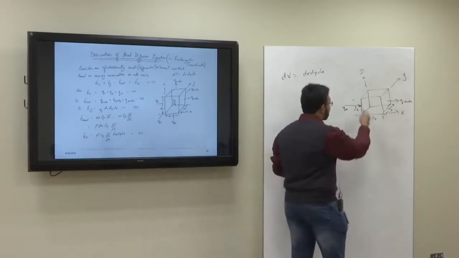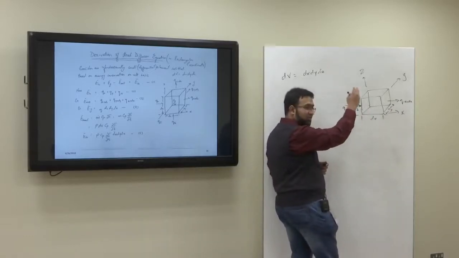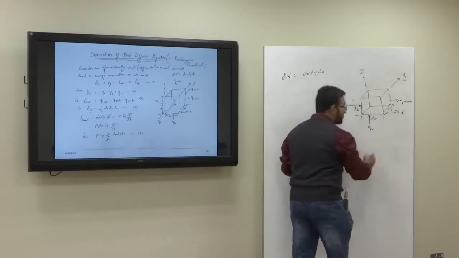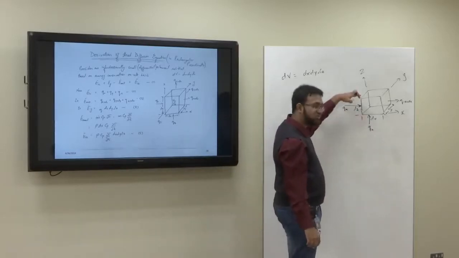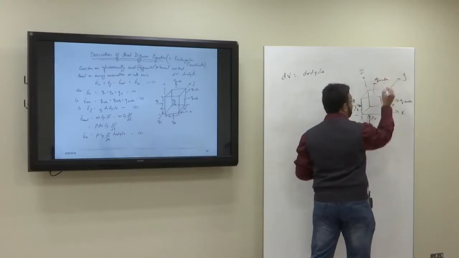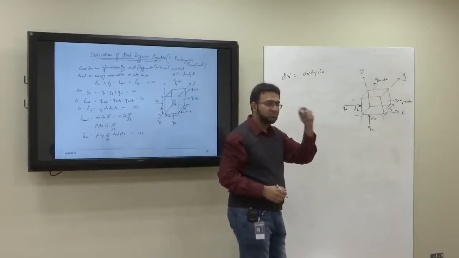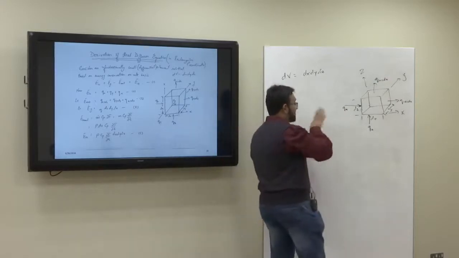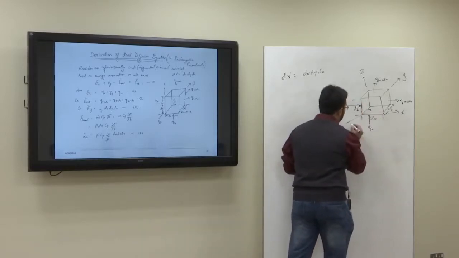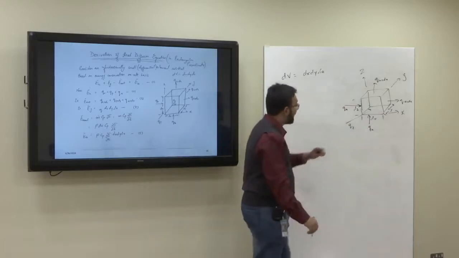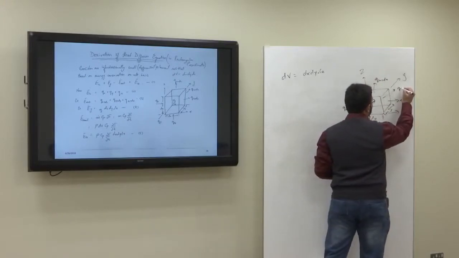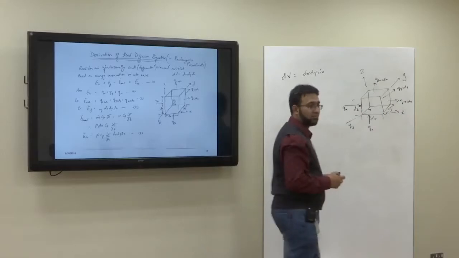Similarly, the vertical direction is the z direction. So we have the heat entering in the vertical direction as qz, and after passing a distance dz, it is going to come out as qz+dz. Similarly, in this direction, heat is entering in the y direction as qy, and at the back it will be leaving as qy+dy, right?